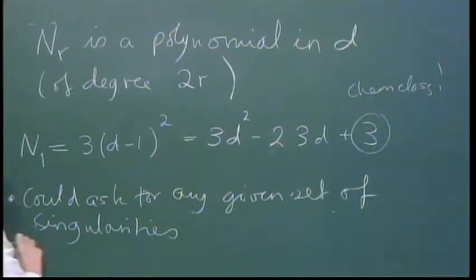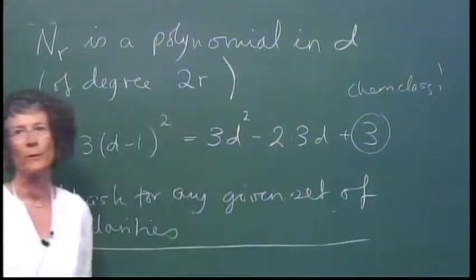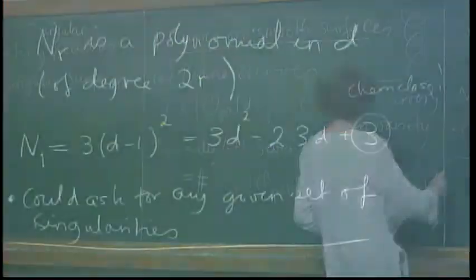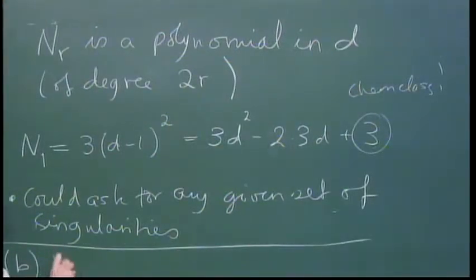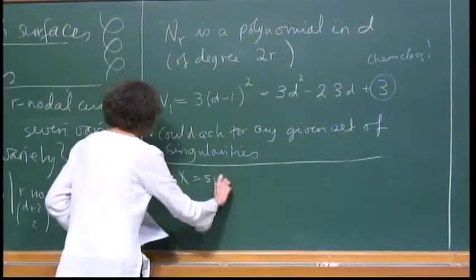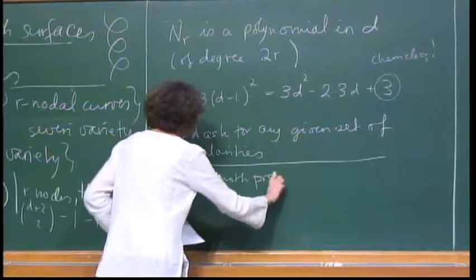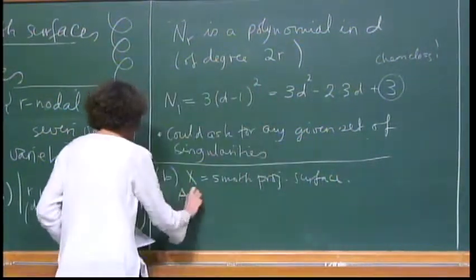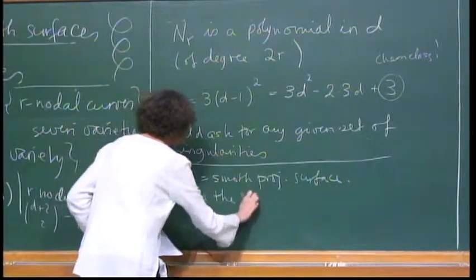But now, there is, of course, no reason to stick to the plane case. We may as well look at an arbitrary surface. So X is now a smooth projective surface. And you can ask the same questions.